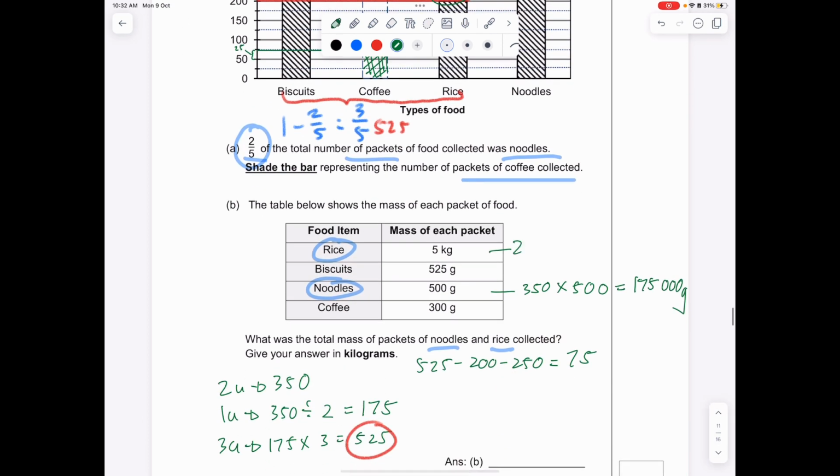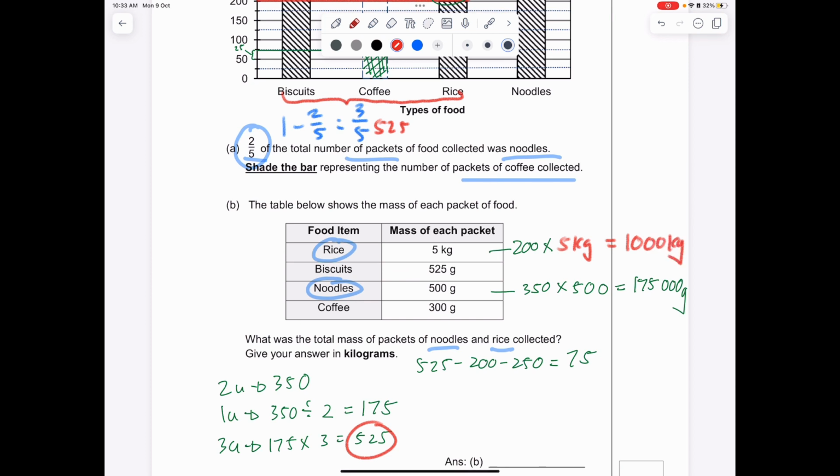Okay, and then for your rice it is 200. So 200 packets times, but this is in kg already. So good for you, you don't have to convert this. Okay, your answer would actually be, hold on, 1000 kg.